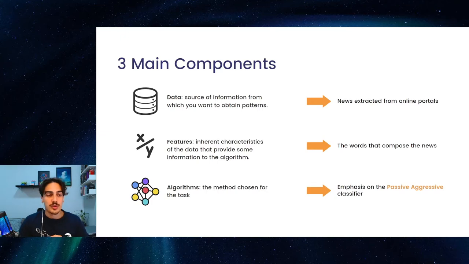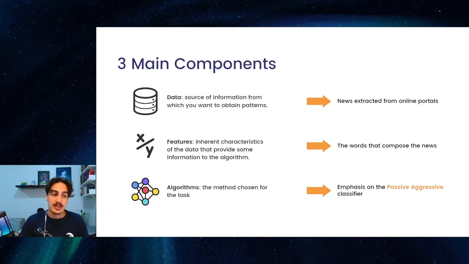Moving on, we have the features. Features are inherent characteristics of the data that provide some information for the algorithm. In our case, our features are the words that compose such news. So we are going to gather all those words and try to understand the dynamics of these words. If a word appears more in a type of text, for example, in the case of fake news, if a certain word appears more frequently, we can start to understand what is happening by taking these features and processing them.